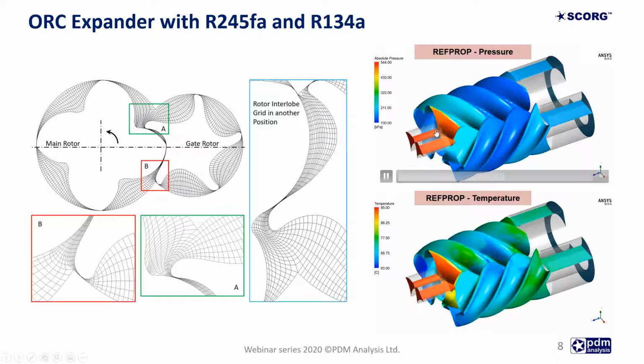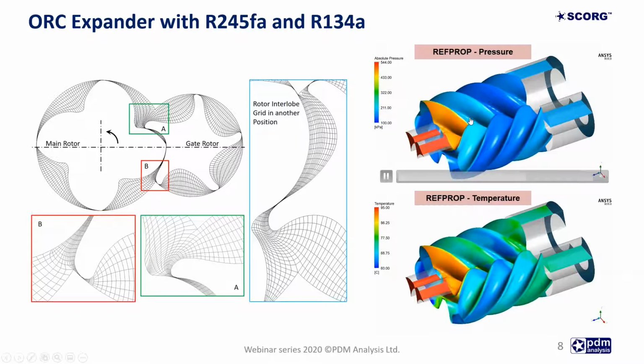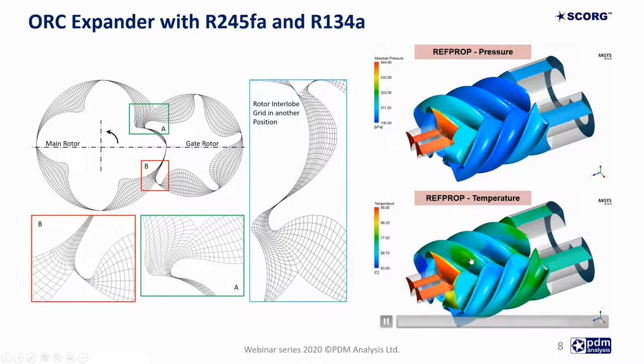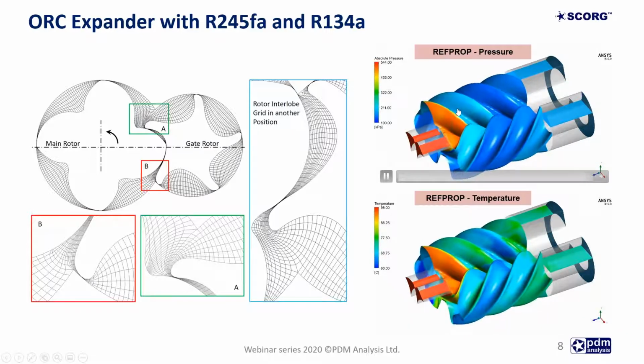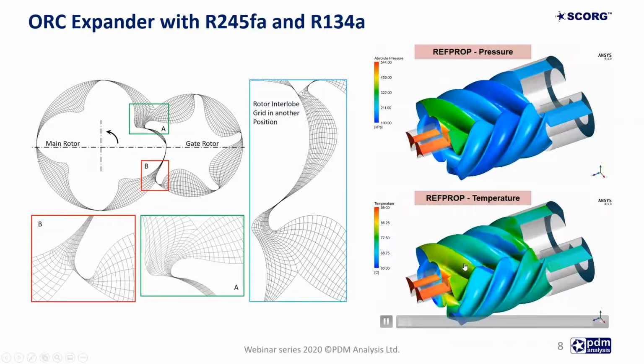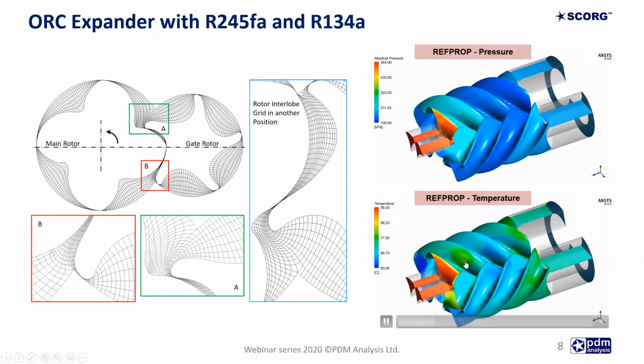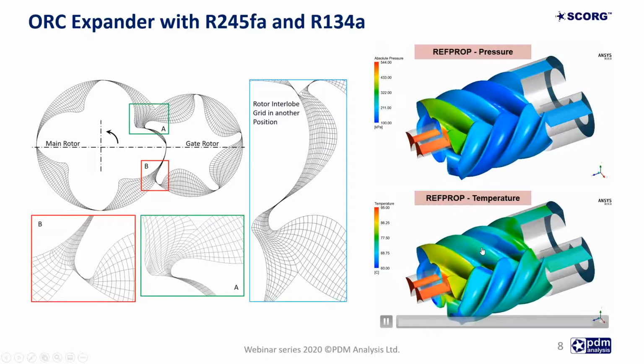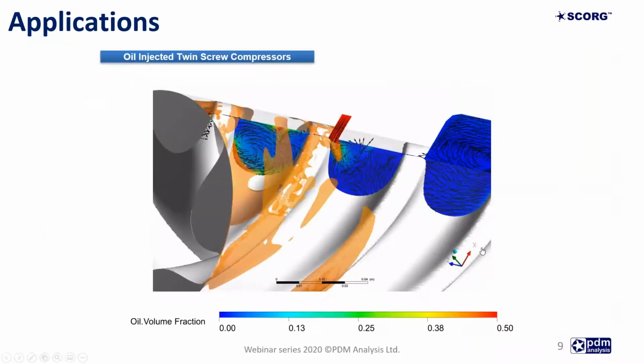Here you can see the results of pressure distribution using REFPROP fluid for R245FA, and this is the temperature distribution. In pressure, there is a lot of uniformity within the chamber, but you can see it is not the case with temperature. Due to leakage flow and non-uniform temperature, it can be accurately captured using the CFD model.